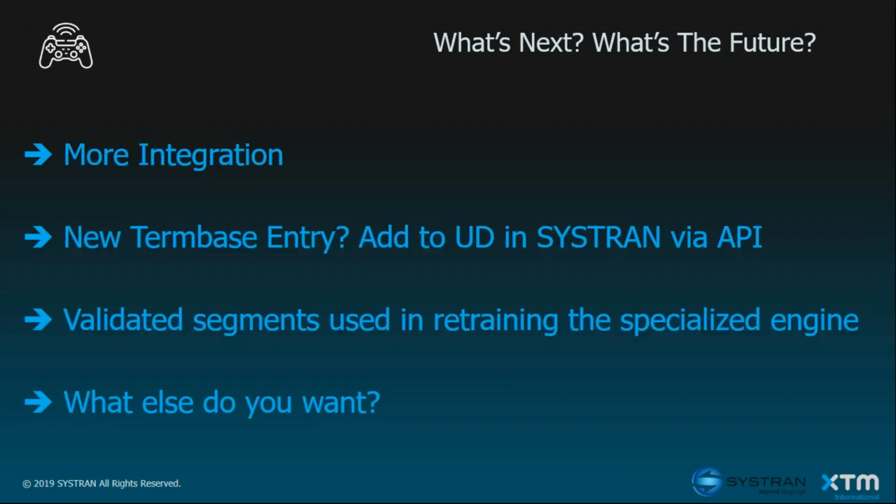For example, if you have a new term-based entry, have that automatically added to the UD in SYSTRAN, the user dictionary. That's actually possible already in terms of the API. It's just not fully implemented yet. But if you develop your own code, your own app, your own system, and in that system you develop a dictionary, or you have some sort of a selection mechanism by which new terms are created, they can go via the API into the terminology dictionaries that SYSTRAN maintains.